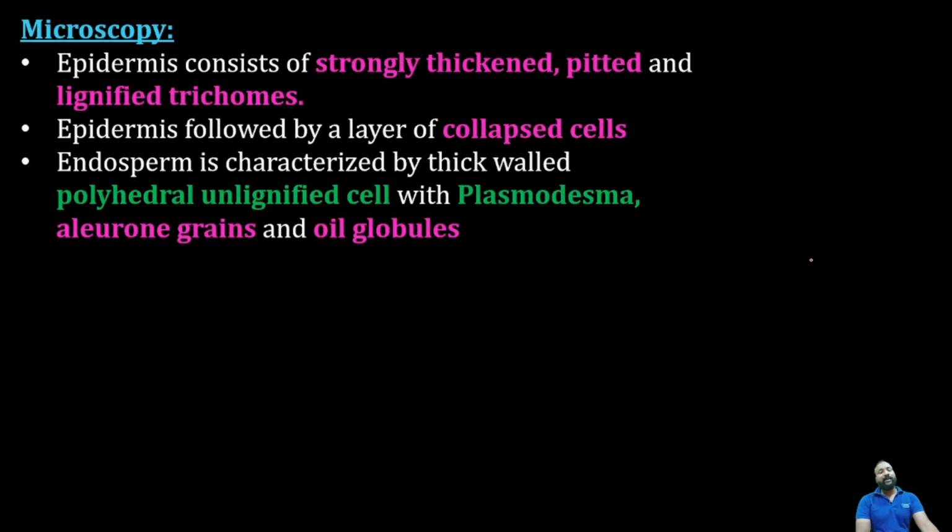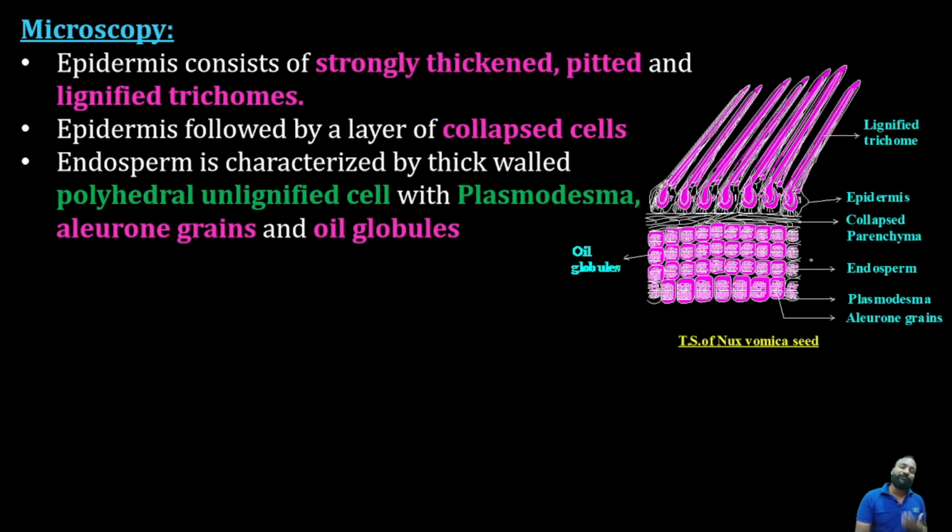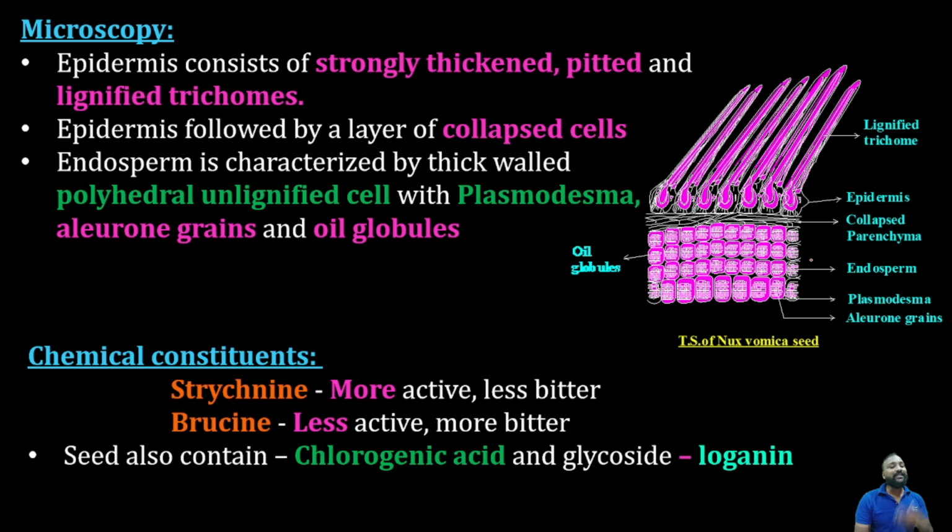And now moving on, when you look at the detailed microscopy of this seed, in the transverse section of the seed, you can see these are the lignified trichomes. That's what I said. These are the characteristic features. If you want to detect adulteration, or confirm the identity of the seed even in powder form, then you should definitely go for one of the characteristic features, that is the lignified trichome.